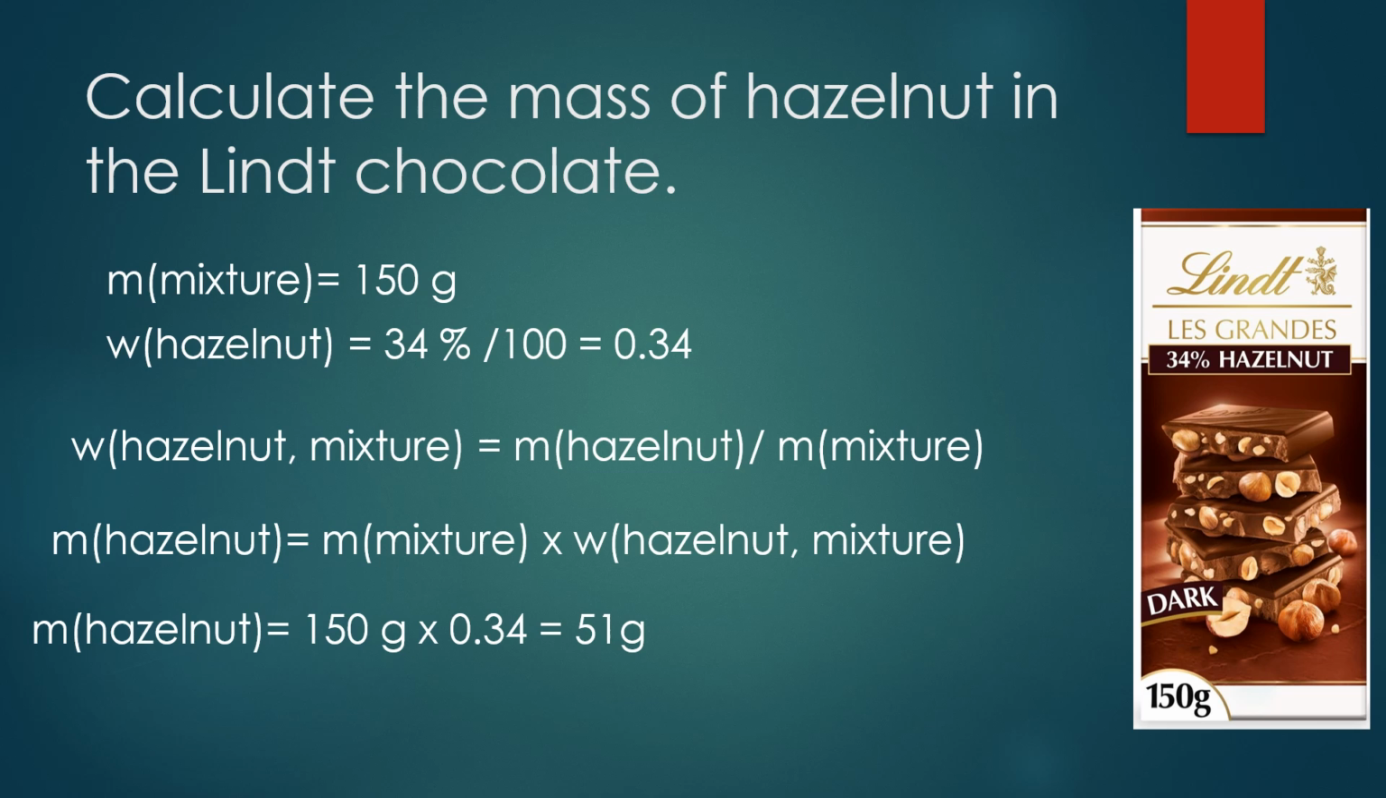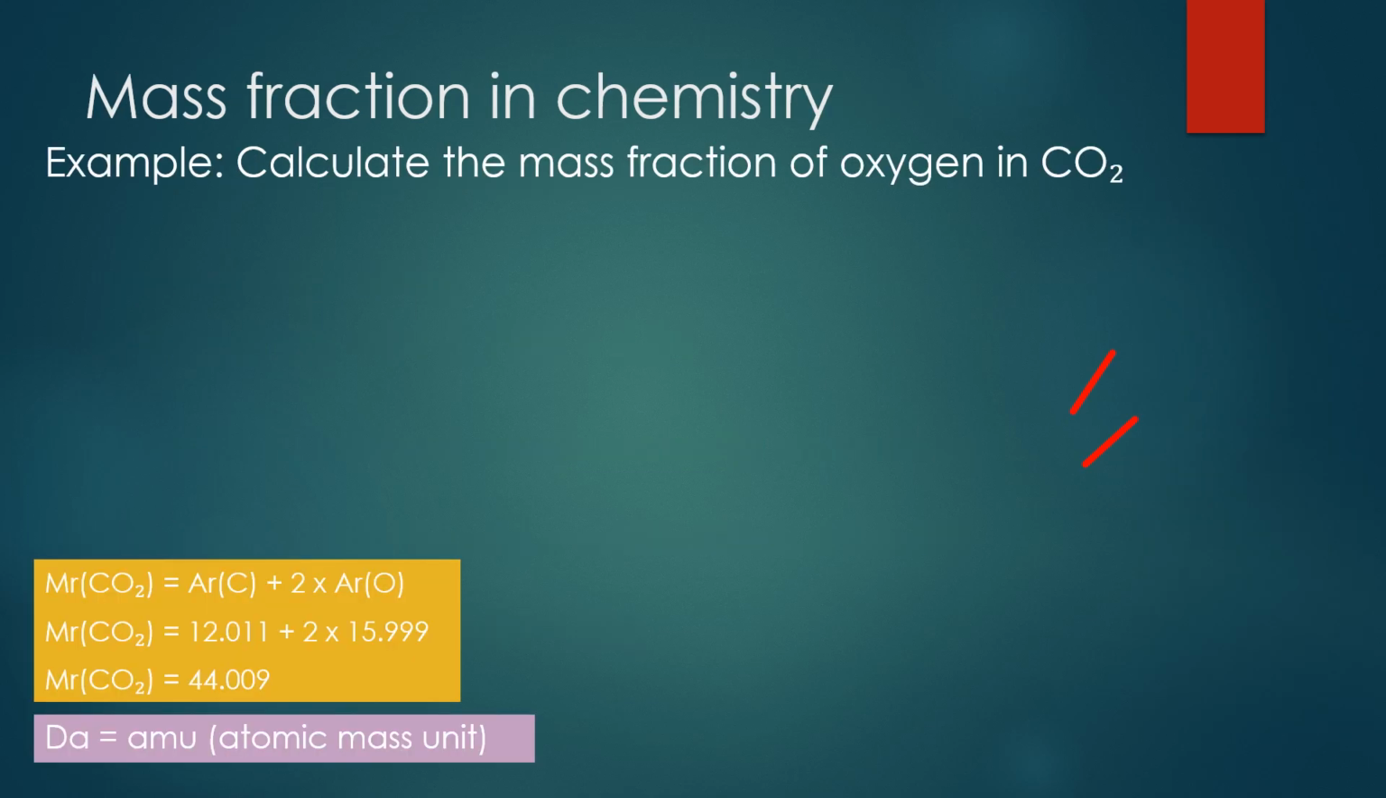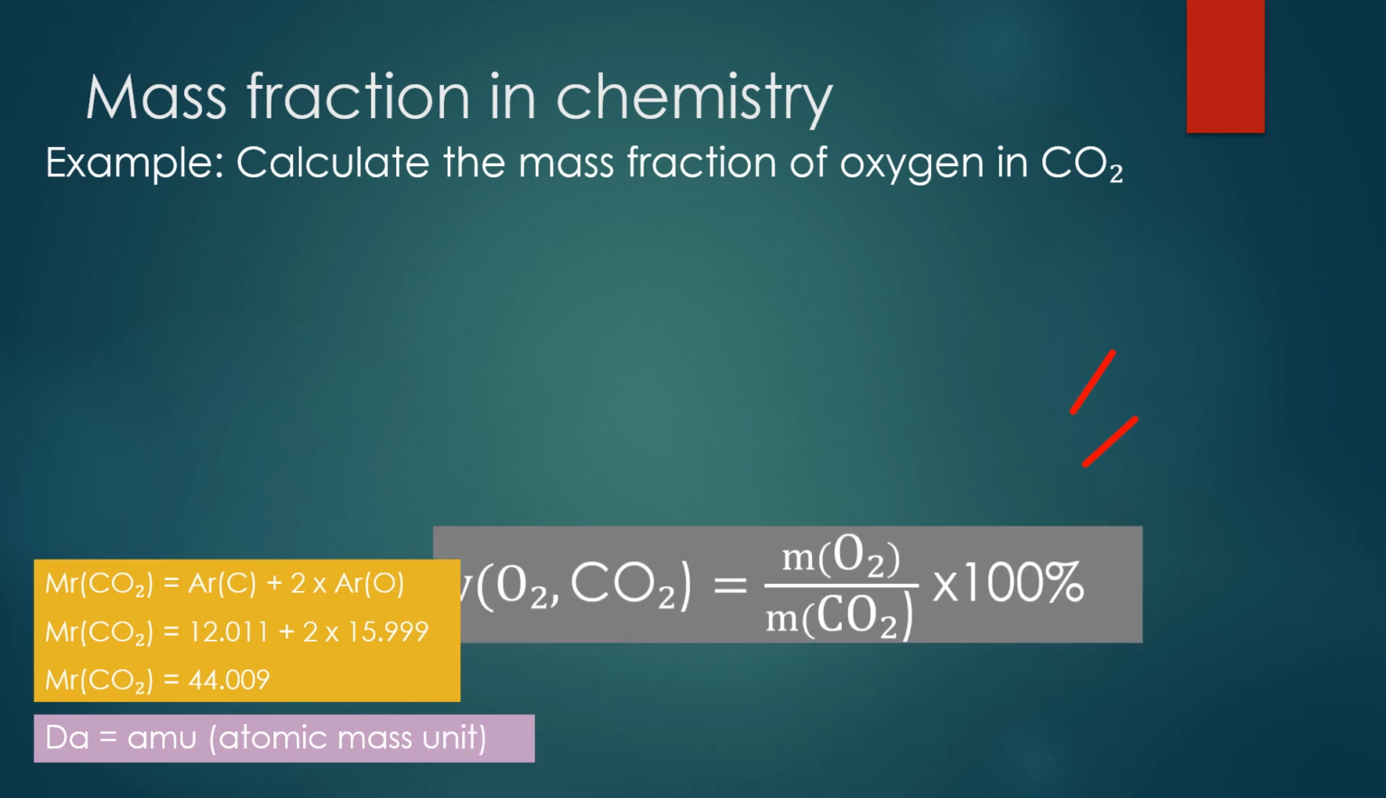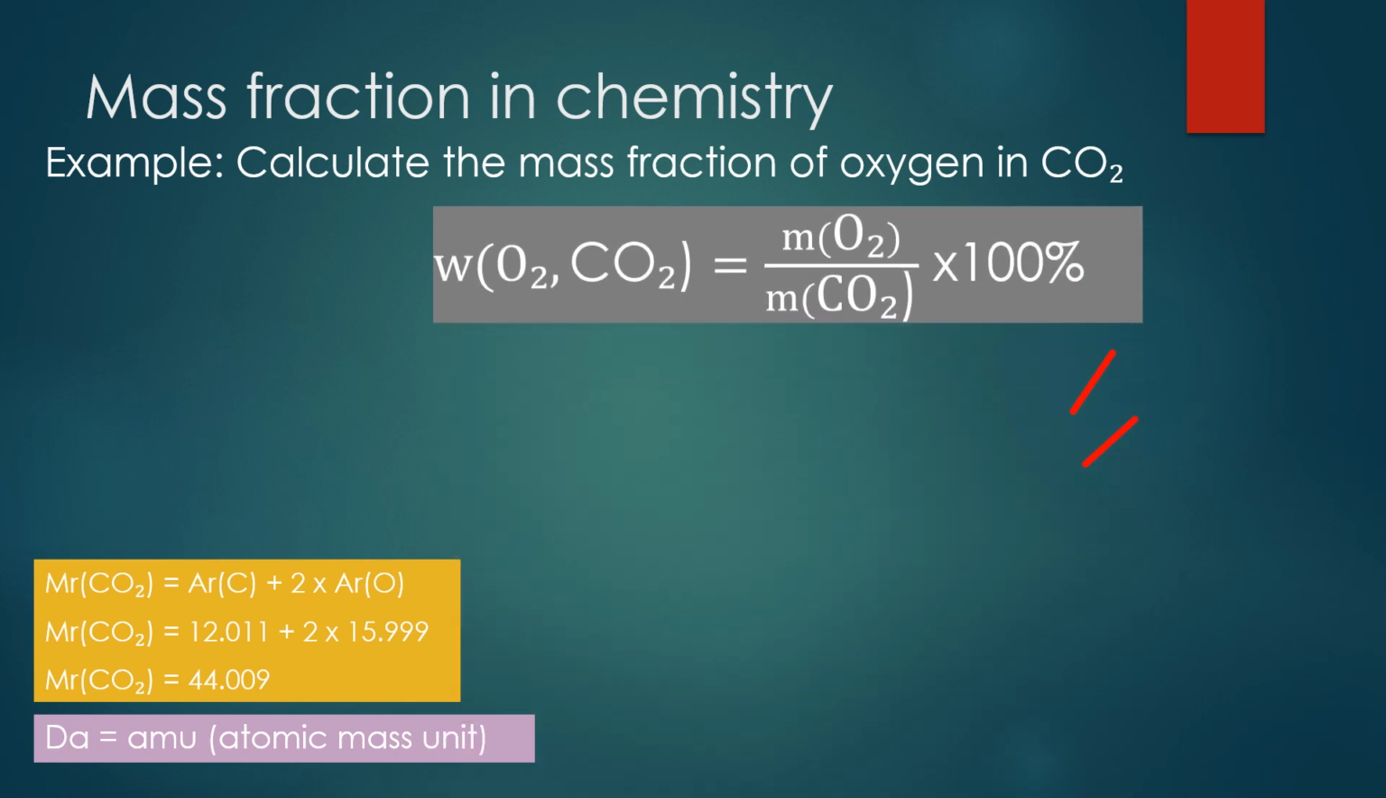Now, when we are done with chocolates, let's actually combine this mass fraction with chemistry. So let's say that you have carbon dioxide and you want to calculate the mass fraction of oxygen in this carbon dioxide. First of all, we already know that in carbon dioxide you have 2 atoms of oxygen. And we already know that for mass fraction, you put on the top the mass of something that you want to find out, and on the bottom the mass of the mixture, and everything you need to times with 100%.